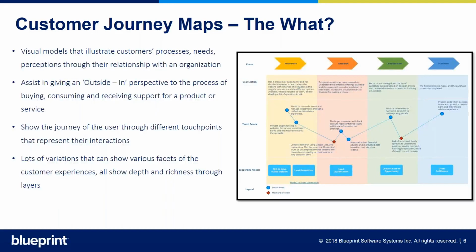And there can be lots of variations on customer journey maps that can show various facets of customer experiences. Some components that are included within the customer experience in the journey map could be things like actions, a state of mind a customer or a user is having at the point that they have that interaction. What are their feelings during that time? What are the desired outcomes that they're looking for? What are the touch points that they have with your organization?